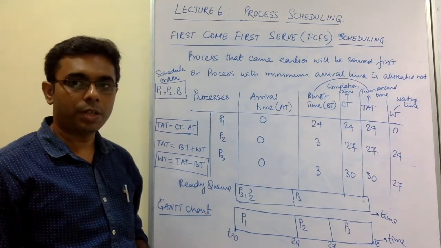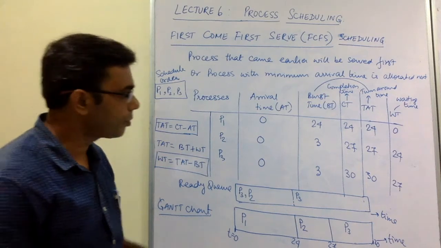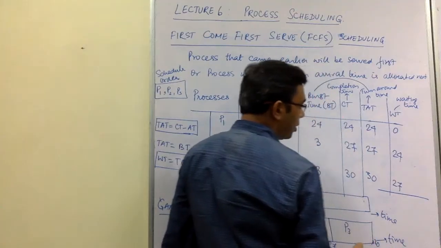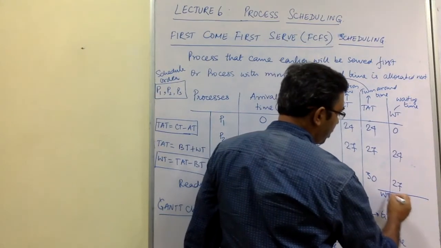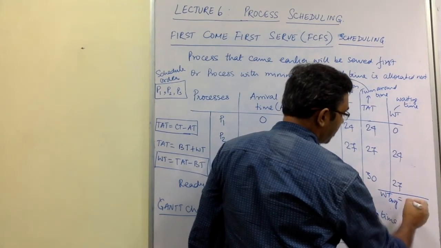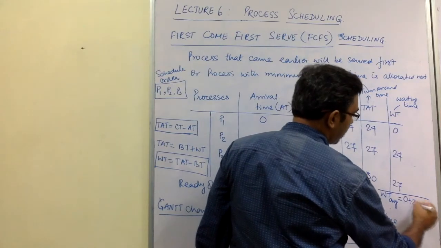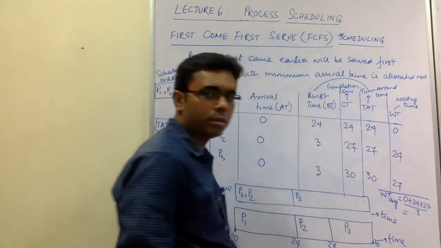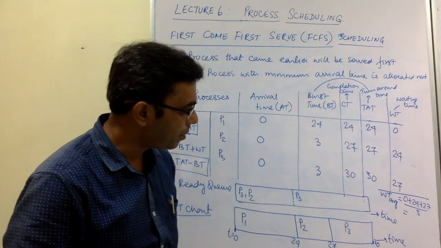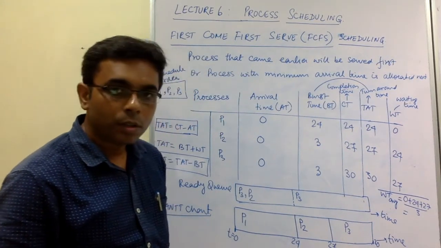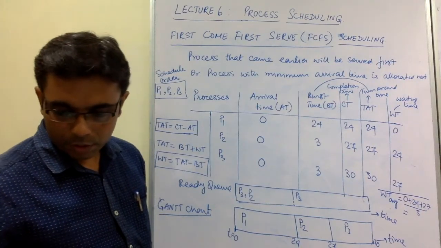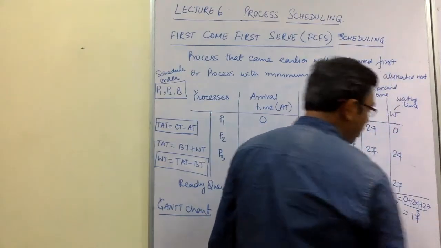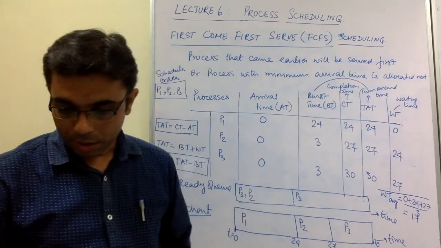Okay, so this is WT. Now, once we have this, why don't we calculate the average WT? Let's see what the average comes up. Average is 0 plus 24 plus 27 by 3, and that comes out to be 17, something like. So this is what we have as our waiting time.